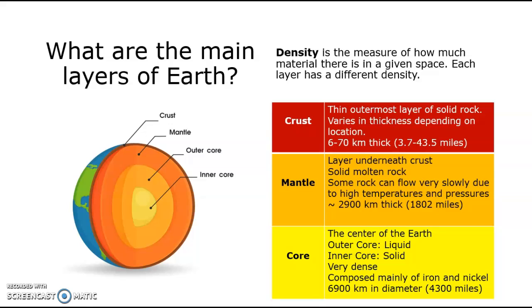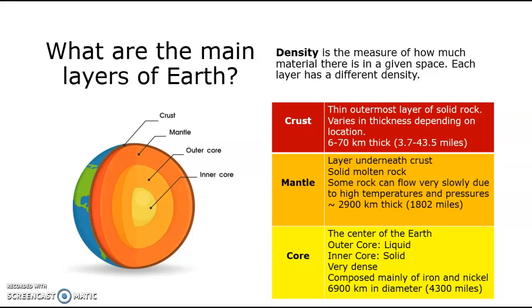Underneath that is the mantle. This is made of solid molten rock. Some rock can flow very slowly due to high temperatures and pressures, and the mantle is about 1,800 miles in thickness. The core is the very center of the Earth.